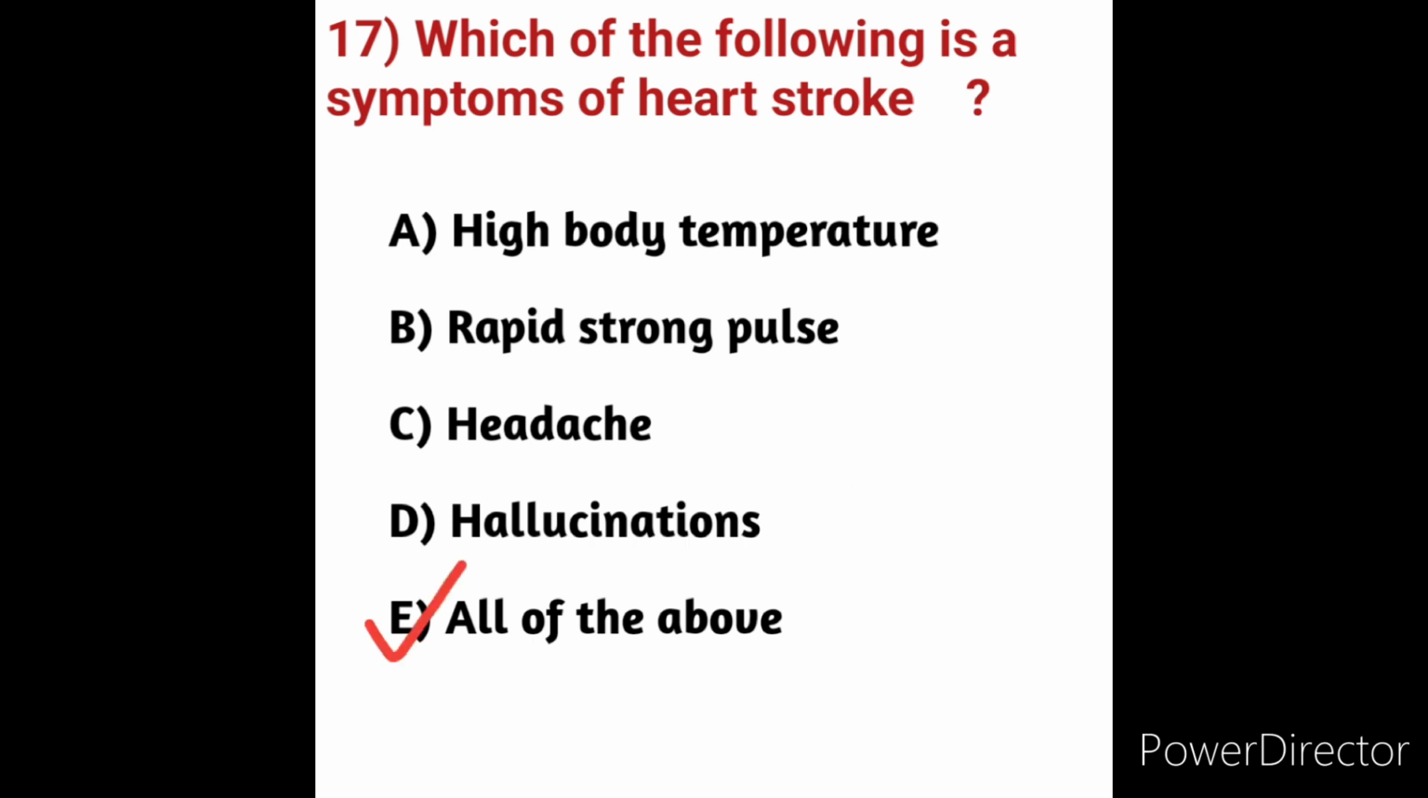The first aider has to provide a cool area and put the person in a cool shower or tub, sponge the person with cool water, switch on the fan in the room, and cover the person with a cool damp sheet. So the signs and symptoms of heat stroke are high body temperature, rapid strong pulse, headache, hallucination, confusion and seizures. So all of the above is the correct answer.